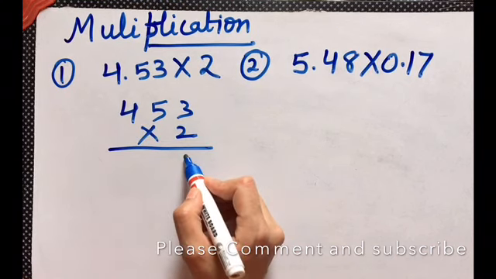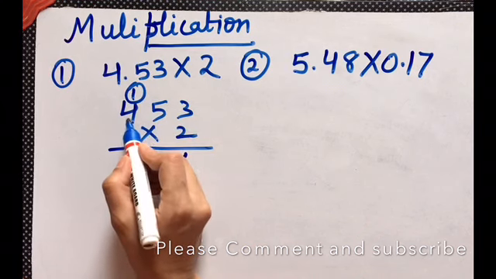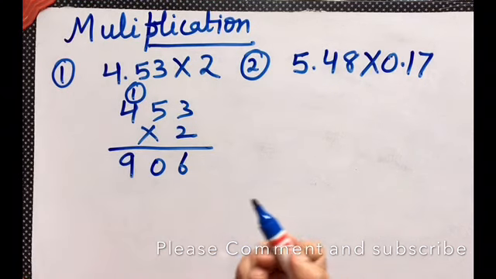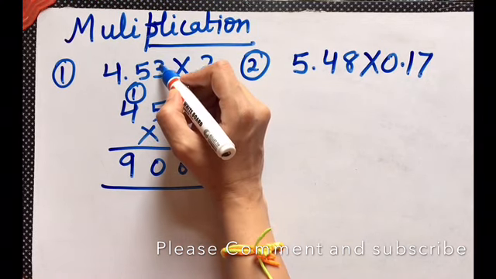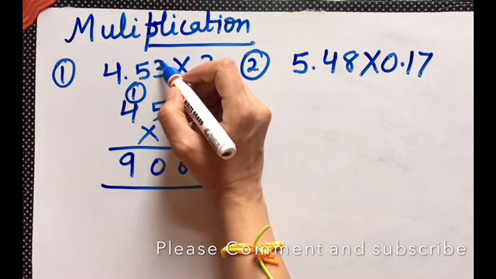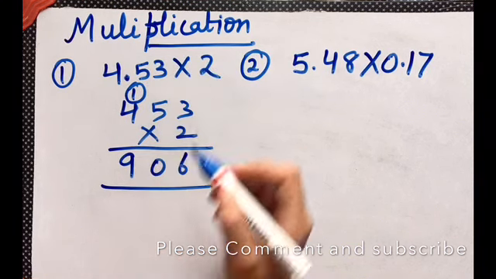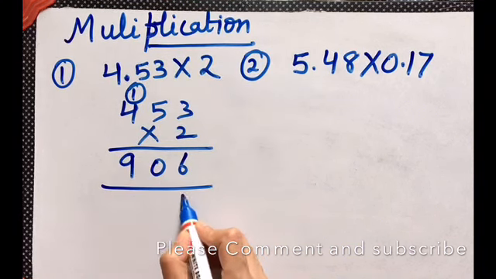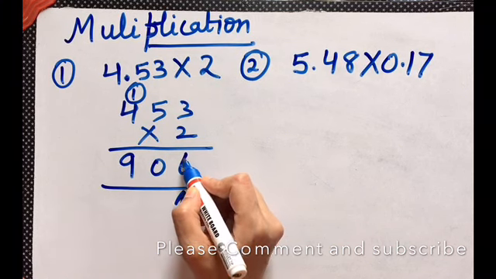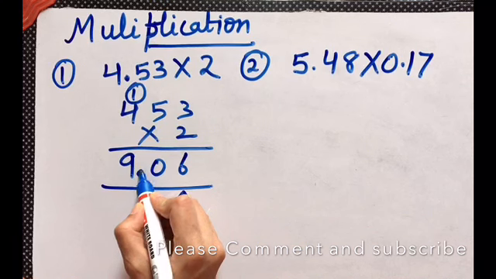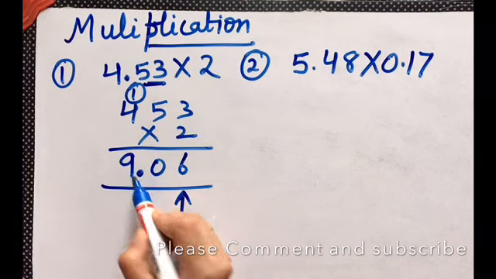Multiply it. 2 times 3 is 6. 2 times 5 is 10, 1 at this place. 2 times 4 is 8, plus 1 is 9. Now in the answer you will have to calculate how many decimal digits to put. After the decimal there are two digits, 1 and 2. So start from the right-hand digit: 1, 2. So here also, after 2 digits you are going to put the decimal.